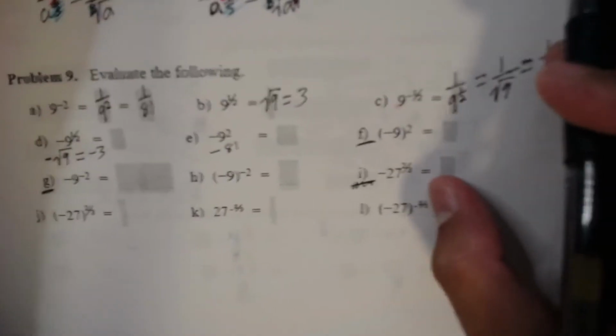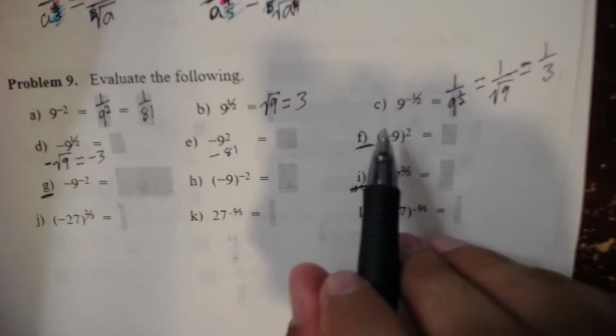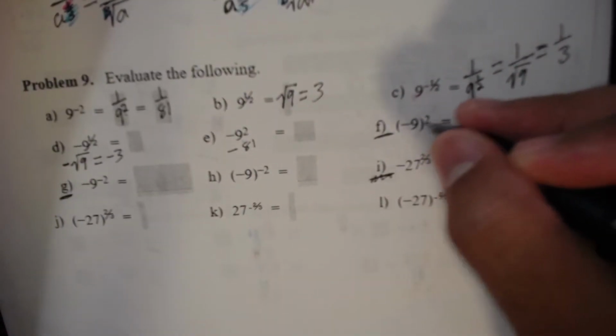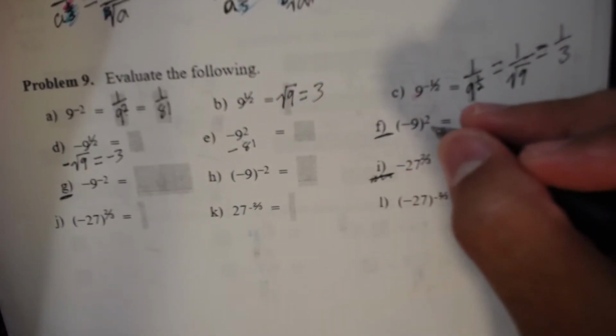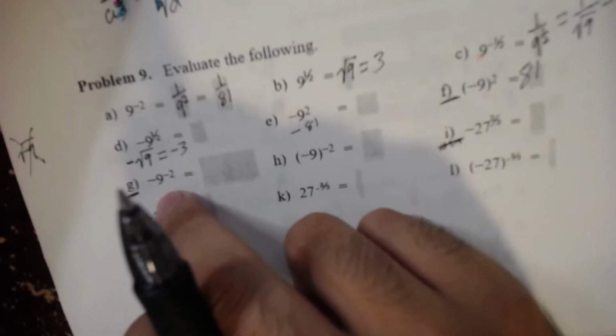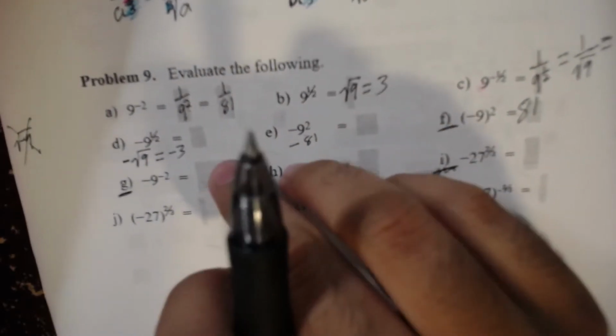Okay, now we're going to go back from here to here, or actually here is a better representation. Okay, now we have to do negative 9 times negative 9. This becomes 81. That's what we did.